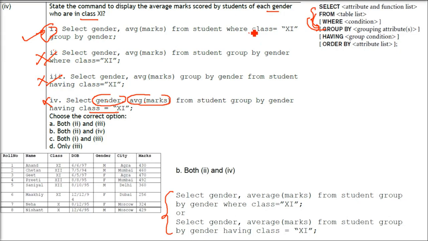Second, third, fourth are wrong. Please remember, first select gender, average marks. So these columns are only going to come, we can only group by them. But where class is can be applied on the selection, which is not the column selected by select. That is why the first is correct.